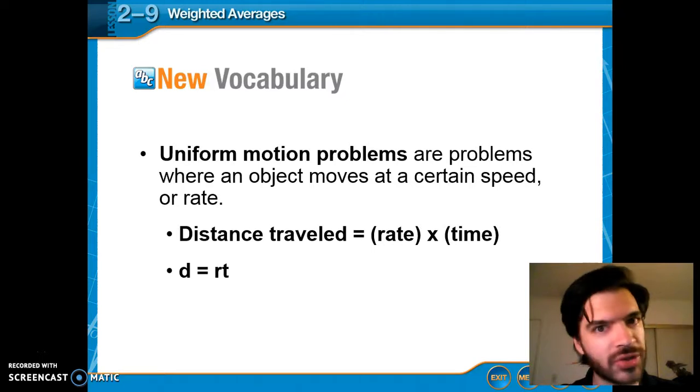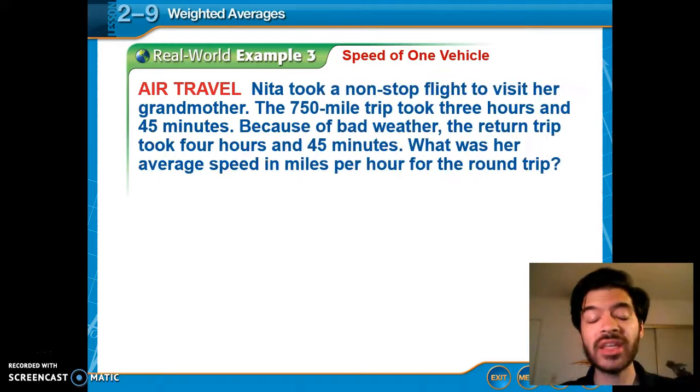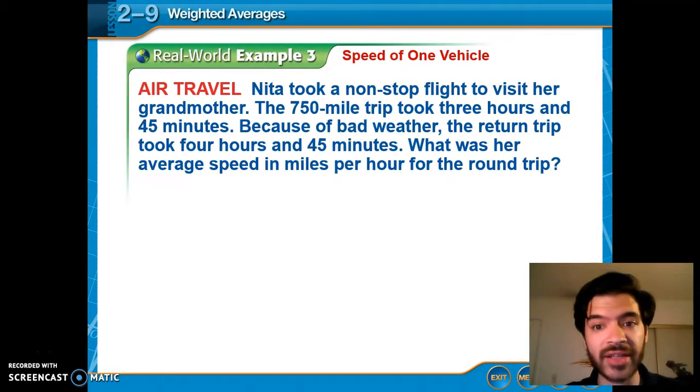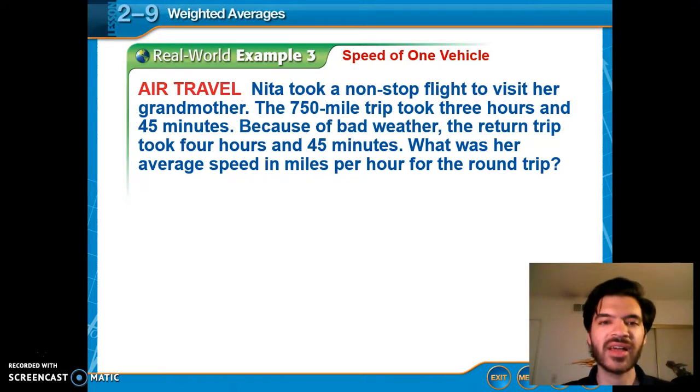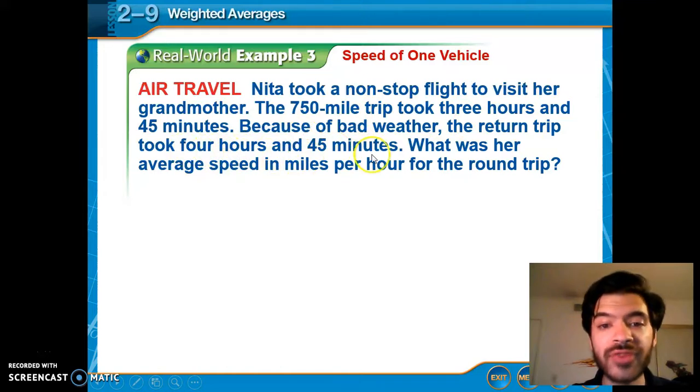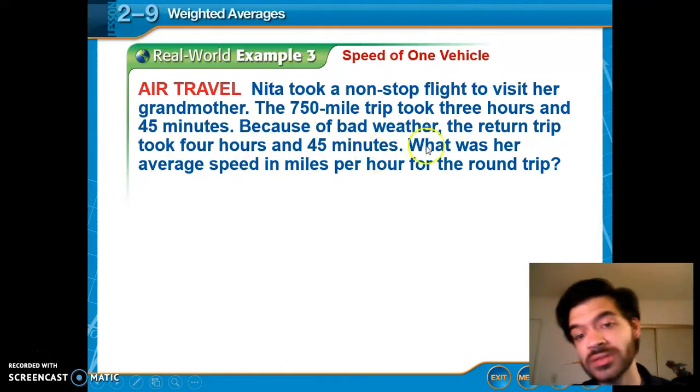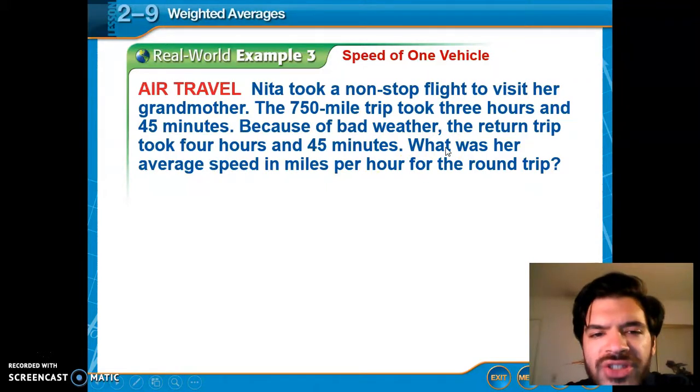Are you ready? We're going to use it. So, Nita took a non-stop flight. So she's flying from somewhere to see her grandma. It's a 750-mile trip, and it takes 3 hours and 45 minutes. Then, on her way back, because of bad weather, the return trip going back home took 4 hours and 45 minutes. Yikes. What was her average speed in miles per hour for the round trip?